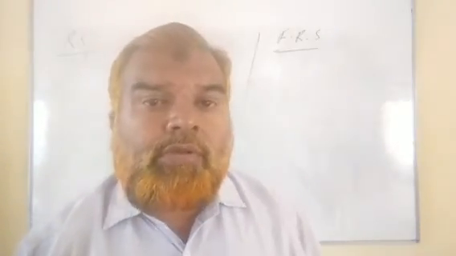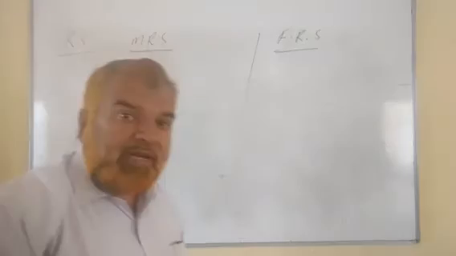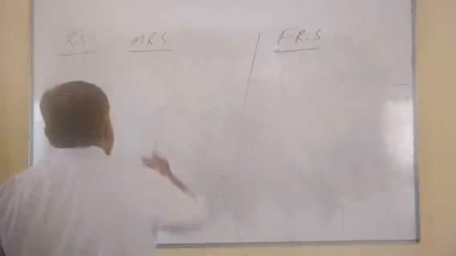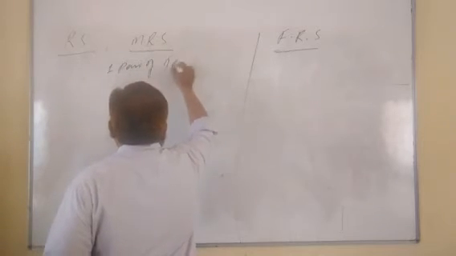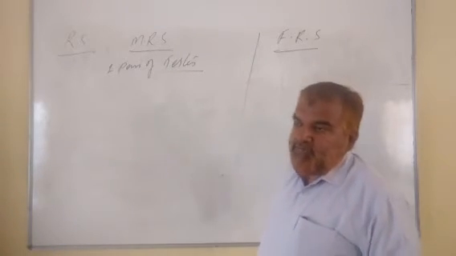Fine. So reproductive system, you all know, is a system which is responsible for reproduction. It consists of, in case of male reproductive system, in male frog, a pair of testes. One pair of testes. They are the gonads, clear.